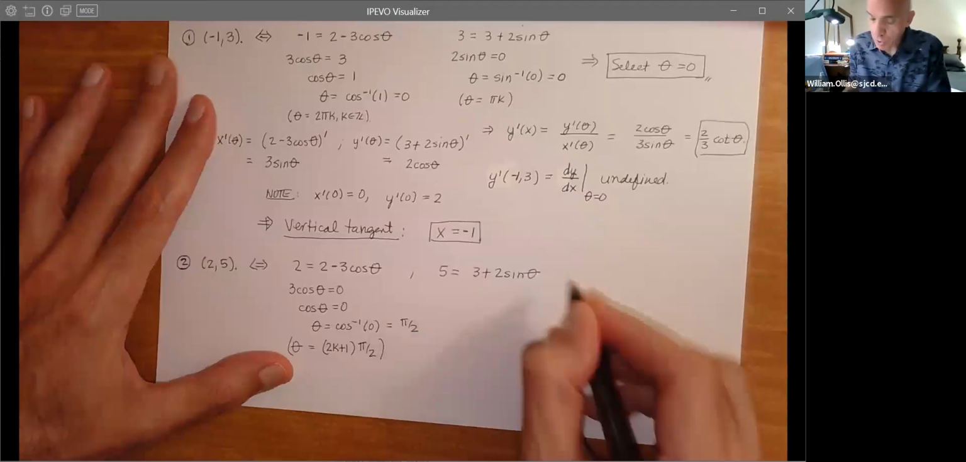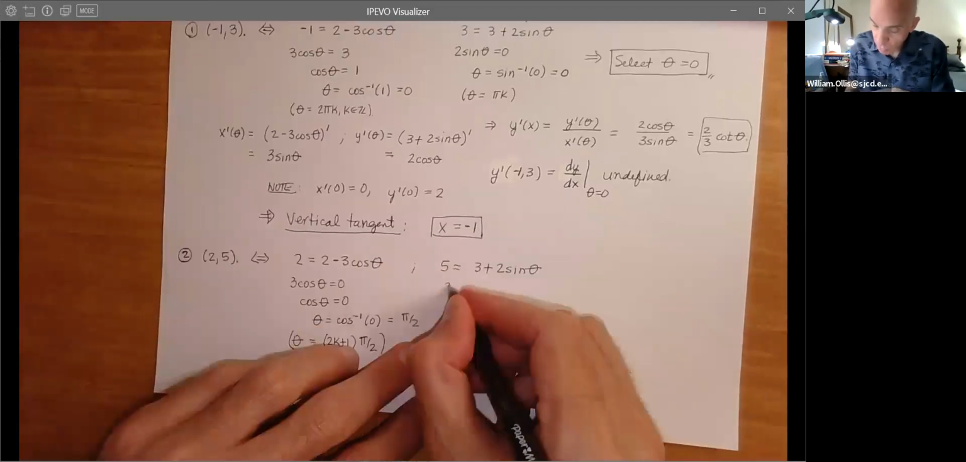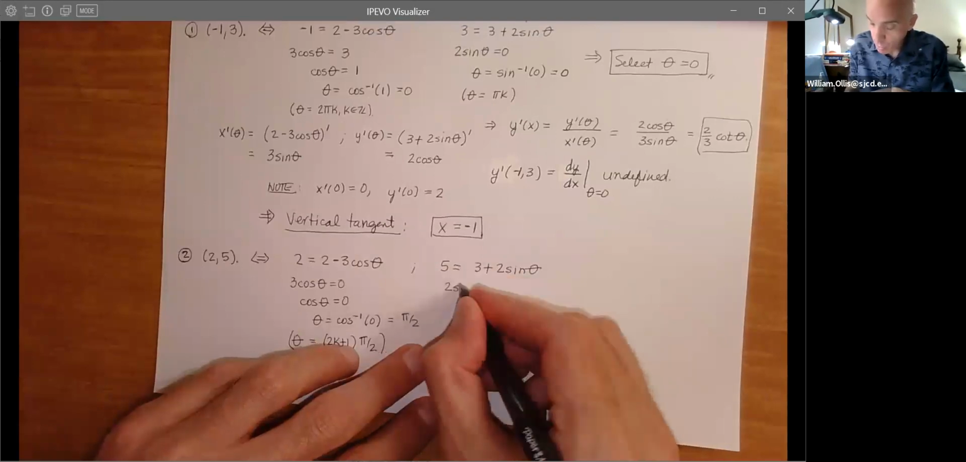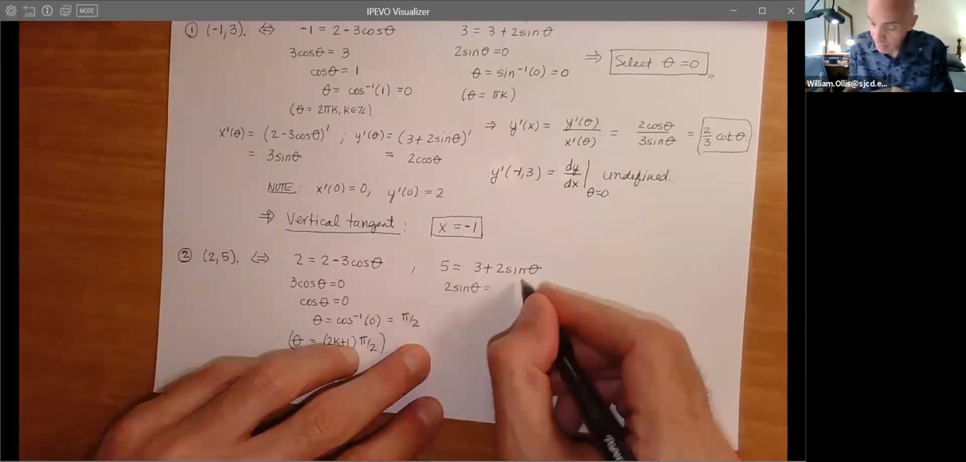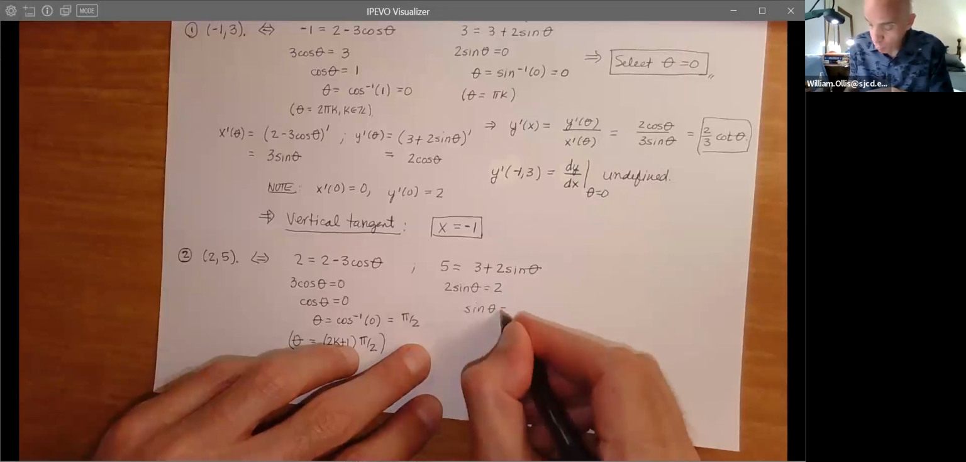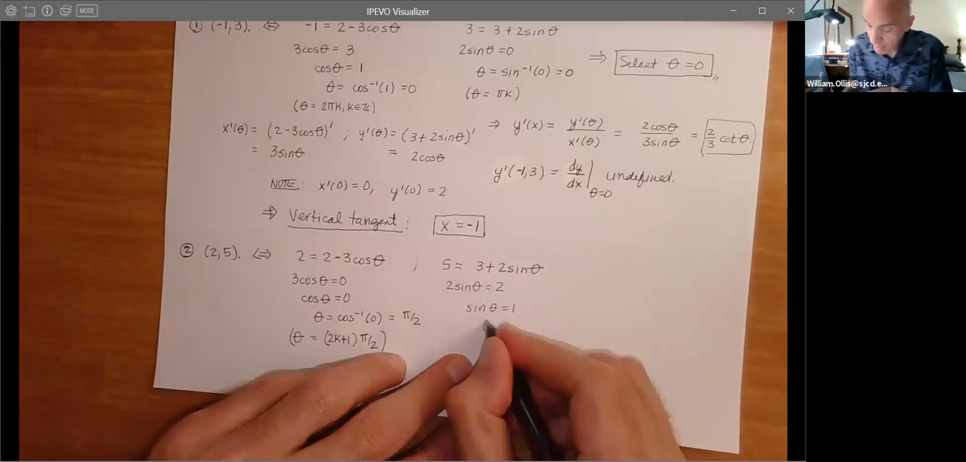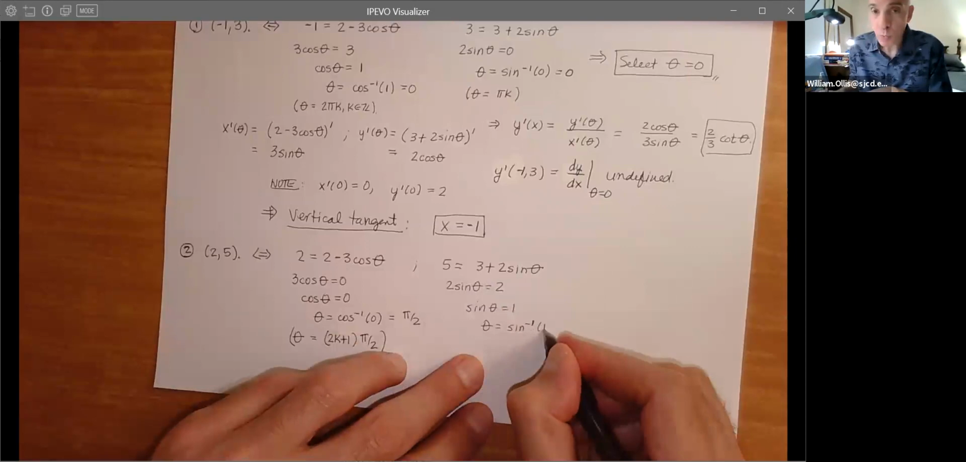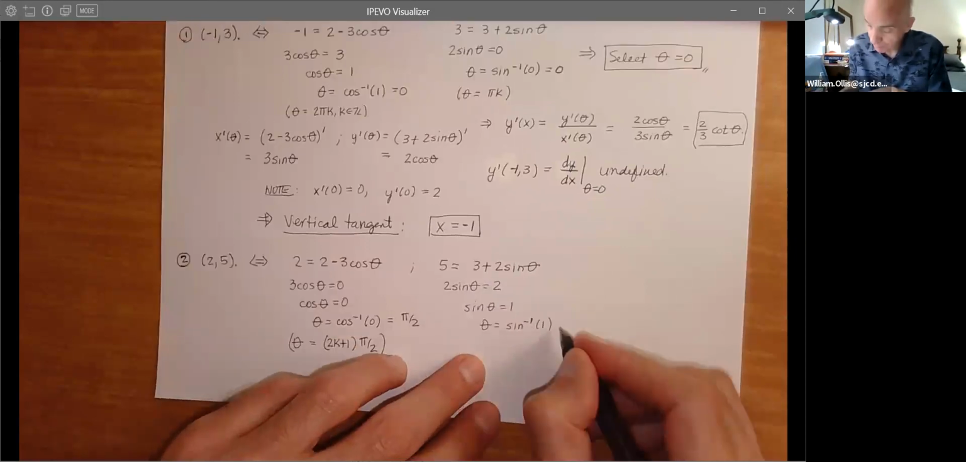So now, of course, the 2's absorbed. So we get 2 when the 3 absorbs into the 5. So 2 sine theta equals, in this case, 2. So sine theta equals 1. So theta is equal to the inverse sine of 1. And of course, we know that's pi over 2.